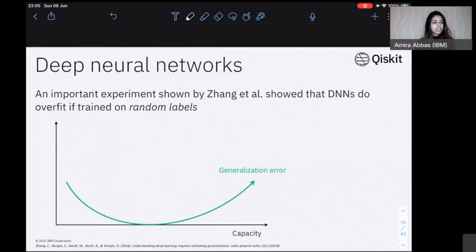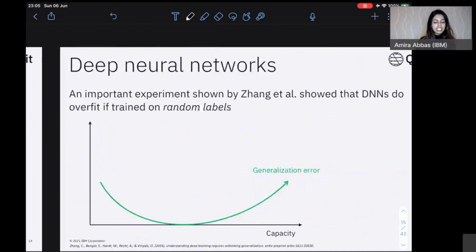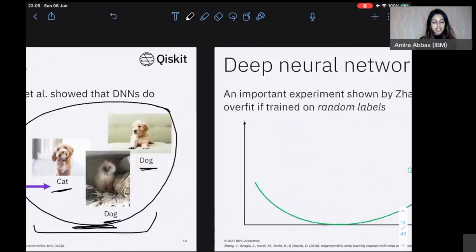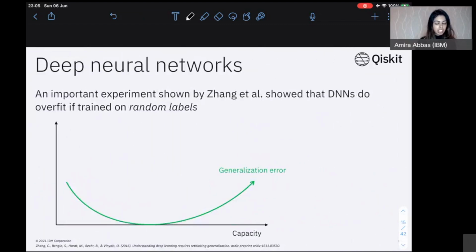And what they found, very interestingly, was when they trained these deep neural networks on data that contains random labels, the model actually does start to increase in terms of its generalization error. So the generalization error does start to increase again, starts to go up. So the model does in fact overfit when we are training on spurious data, when we are training on relationships that are not true, that are not real.